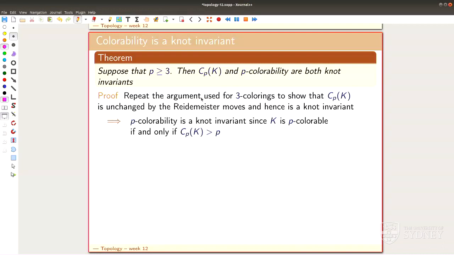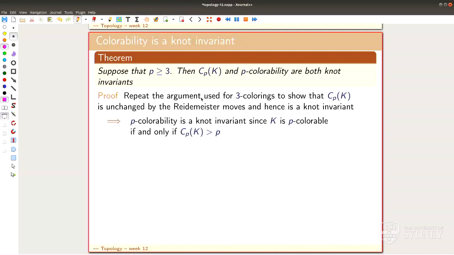So if you have a knot, you can check for any prime whether it satisfies that property, and you get an infinite list of yes or no answers and an infinite list of numbers, namely varying p. And that's pretty good. So from having just one invariant, we now have an infinite number of invariants. But it leaves open the question of how we are ever going to compute those. And that's what I will answer.